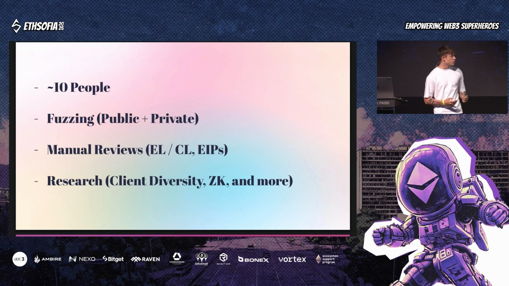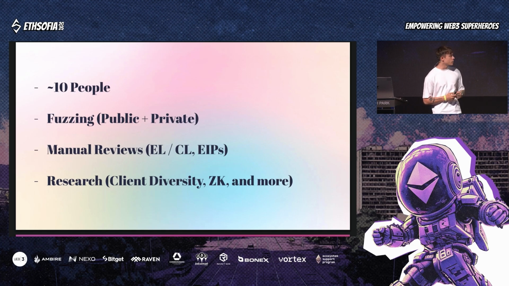We also do manual reviews of the EL and CL. So EL stands for Execution Layer, and CL stands for Consensus Layer clients, mainly such as Besu, Nethermind, Erigon, Go Ethereum, Reth. And for the CL side, we also have Lighthouse, Prysm, and stuff like that. And we also do reviews of EIPs. So for the next fork, Fusaka, we have a few EIPs that will be included in this fork, and we had to do some reviews on them. As well, manual review of the changes that have been implemented in the clients.